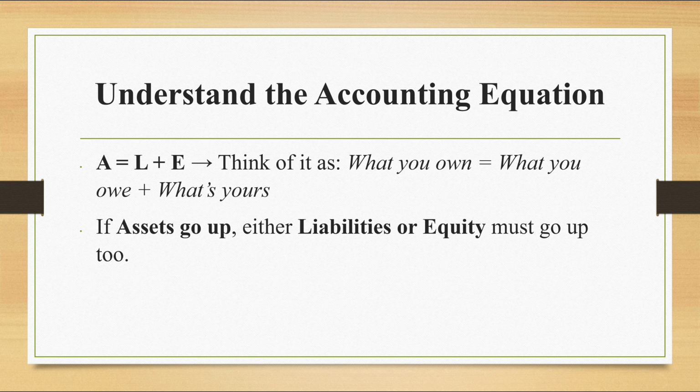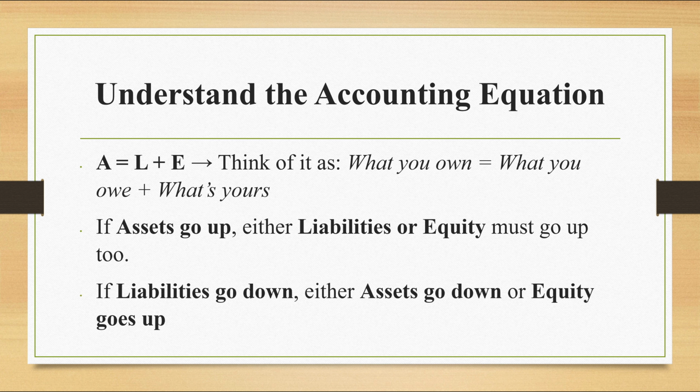Also, if liabilities go down, either assets will go down or equity must go up. It has to balance. So for one of these, either the asset or the equity, one will have to go down or the other has to go up. I think we have been together up to that point.